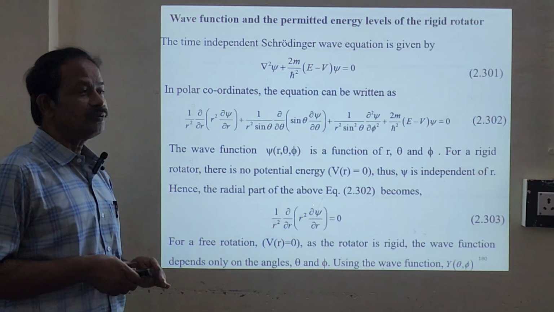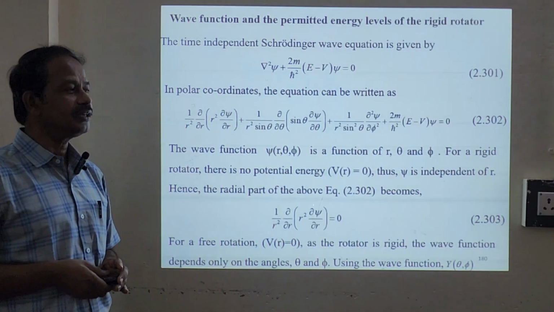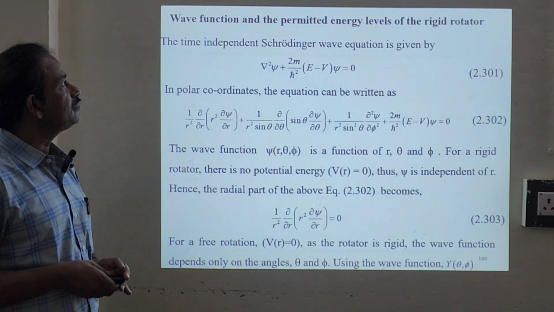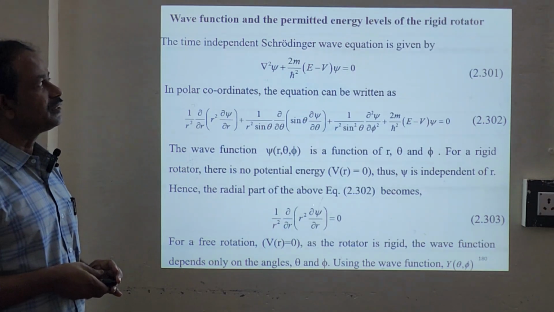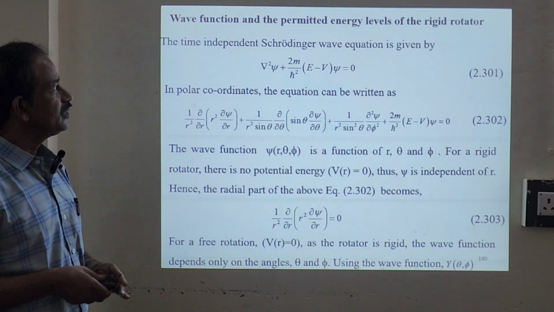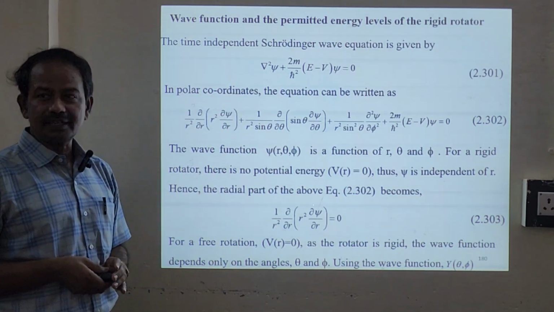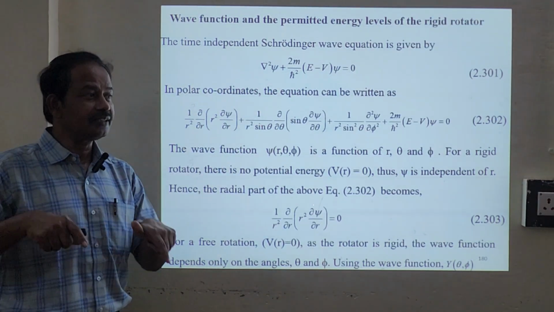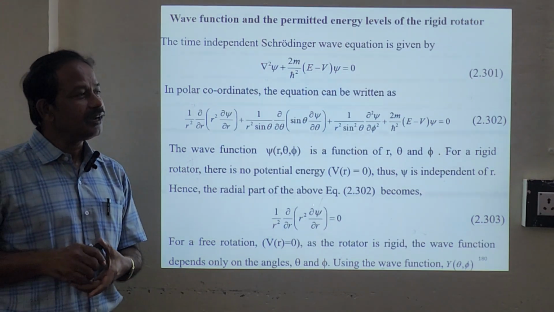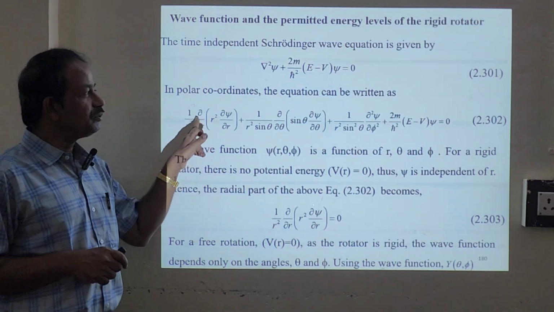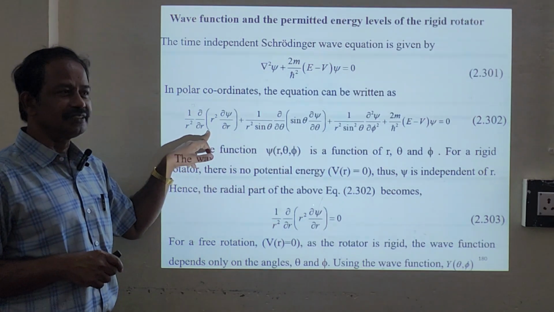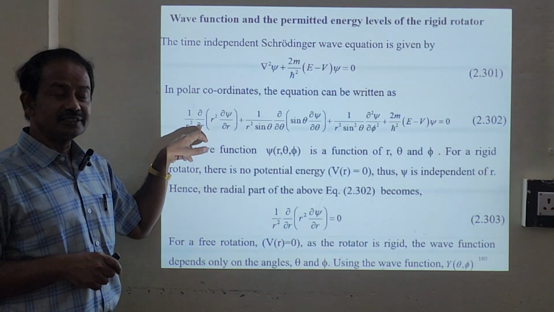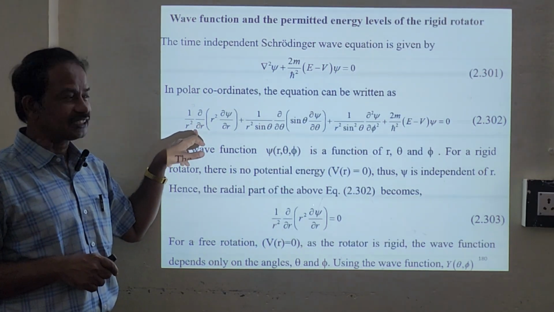Now we'll go for the wave function. We have already computed the energy eigenvalues, and we are going to see the wave function and the permitted energy levels of the rigid rotator. We are going to use the time independent Schrodinger wave equation, correct? As we said already, this is the 3-dimensional one, and we are going to use spherical polar coordinates. Using spherical polar coordinates, the Schrodinger wave equation is given by this expression.